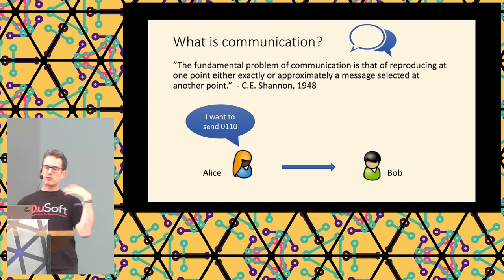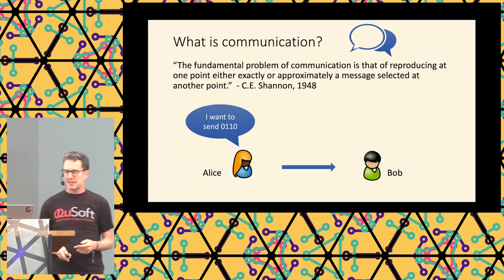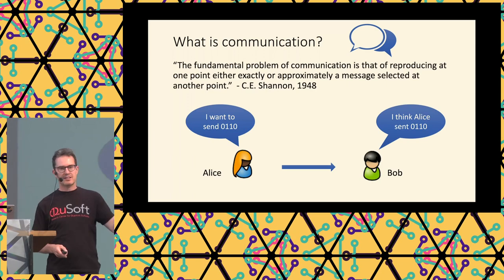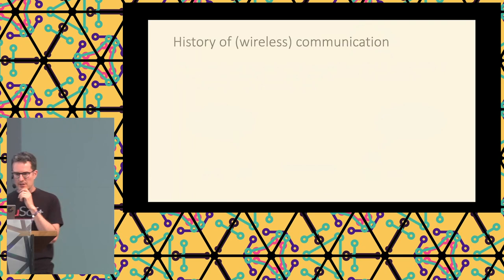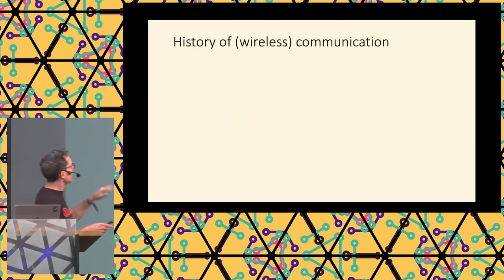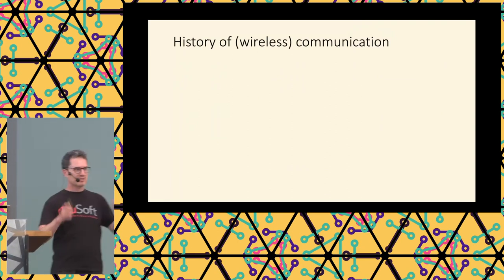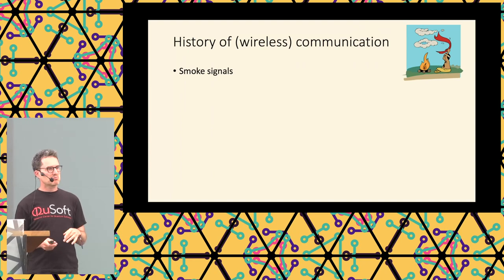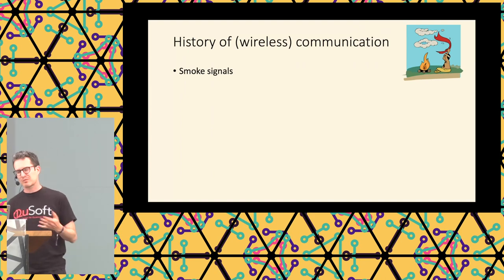And Alice wants to communicate with Bob and wants to send a particular message, say 0110. And then hopefully after communication has happened, Bob thinks that Alice has been sending this message. So that's a way of defining communication. All right, so let us take us back a little bit into the history of wireless communication. This can go all the way back to smoke signals. You can imagine that has been used for maybe hundreds, thousands of years. You can imagine it's not very efficient. It does reach very far. You can see smoke from far away, but sending actual messages is probably rather hard.